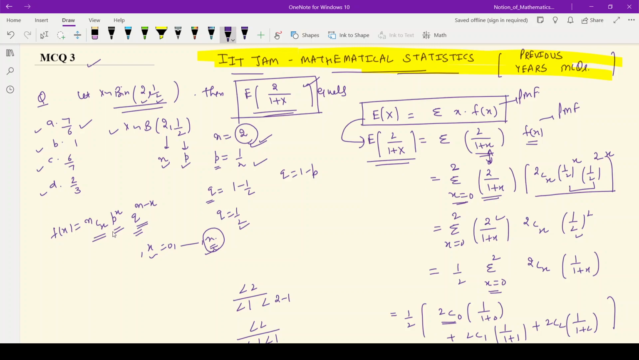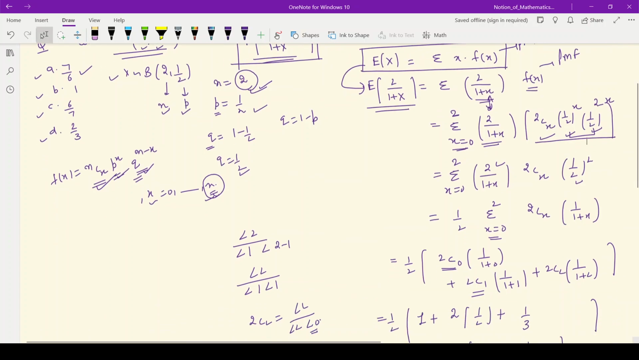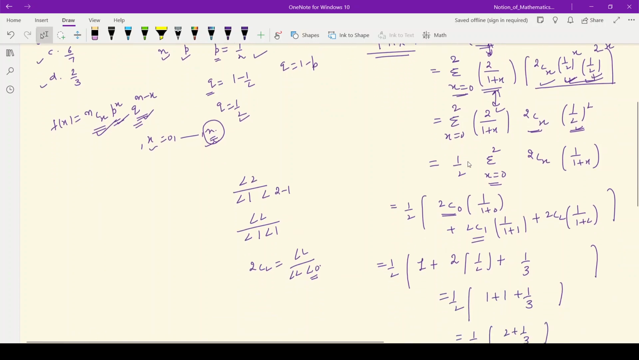the associated PMF, that is nCx, meaning 2Cx, p to the power x meaning 1 by 2 whole power x, and q to the power n minus x meaning 1 by 2 whole power 2 minus x. So ultimately it is summation x equal to 0 to 2, 2 upon 1 plus x as it is, 2Cx, and this term into this term will be 1 by 2 whole square. This 2 into 1 by 2 whole square is 1 by 2 before the summation. Summation x is 0 to 2, 2Cx into 1 upon 1 plus x.